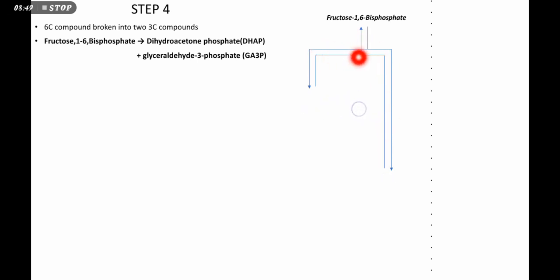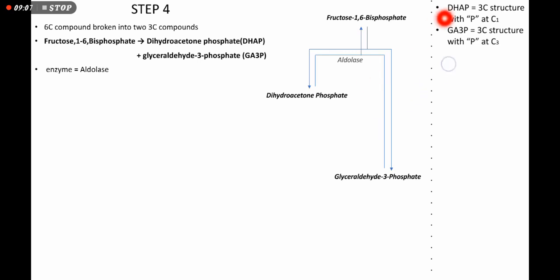Hence, it is not of regulatory importance. The products are dihydroxyacetone phosphate and glyceraldehyde 3-phosphate. The enzyme involved is aldolase, so let me write that down. Aldolase enzyme. DHAP. What is DHAP? Dihydroxyacetone phosphate is a 3-carbon structure with phosphate at carbon number 1. This is the explanation of this compound. Whereas glyceraldehyde 3-phosphate, which is GA3P, is a 3-carbon structure with phosphate at carbon number 3.